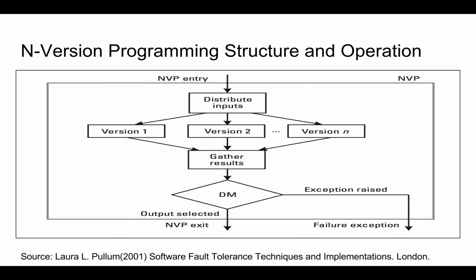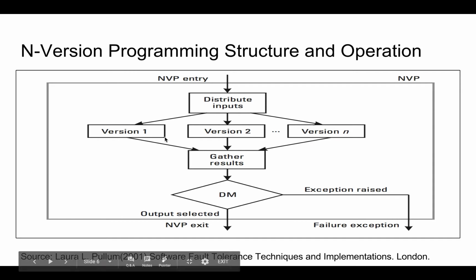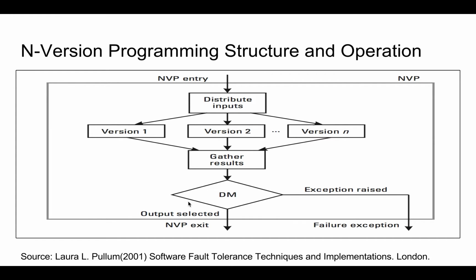Distributed inputs will be the entry point for N version programming. They are passed to the different versions of the software that is being built and the results are gathered. The versions are run in parallel and the gathered results are then passed to the decision mechanism. The decision mechanism uses a concept of majority vote to decide the best result if there exists one. If there exists a result, it will return the result, else it raises an exception.